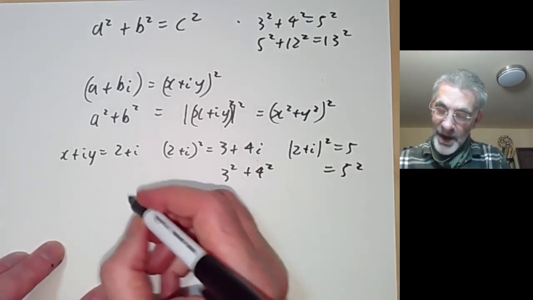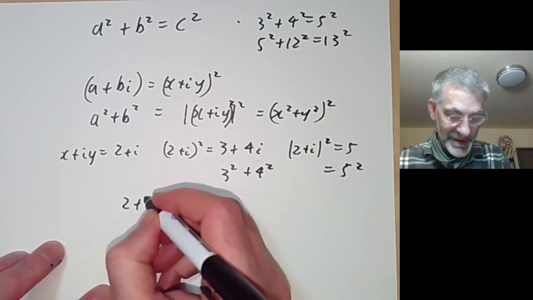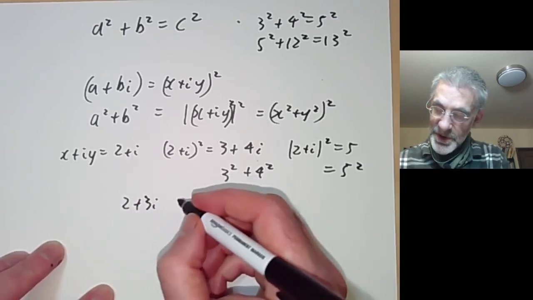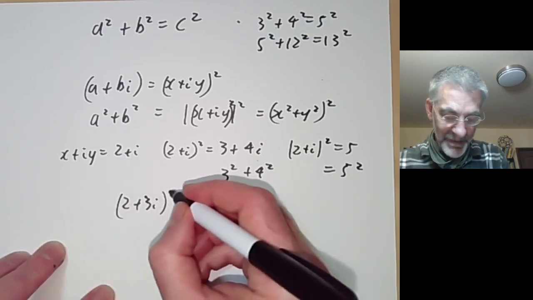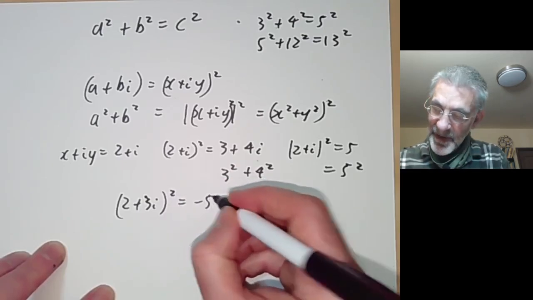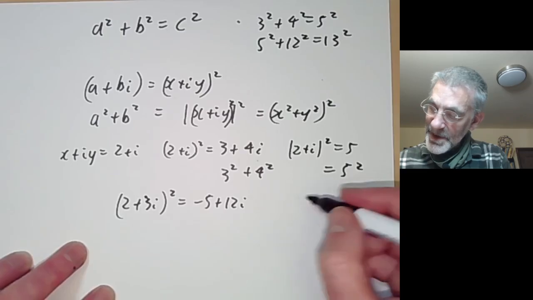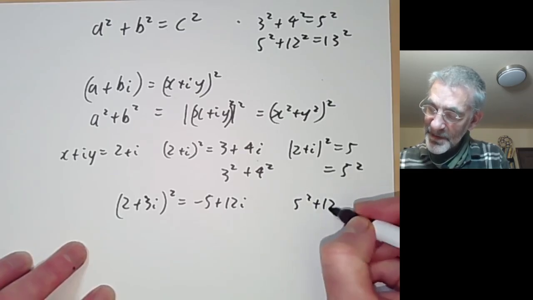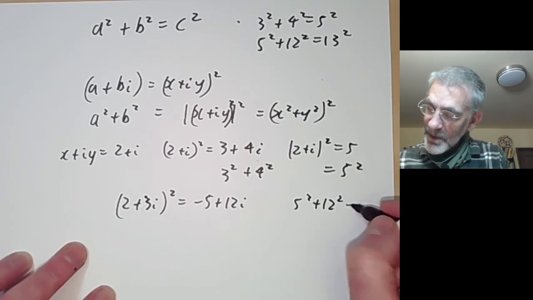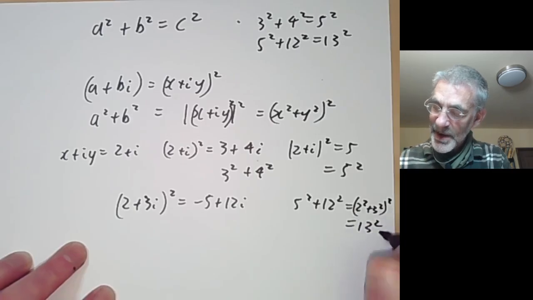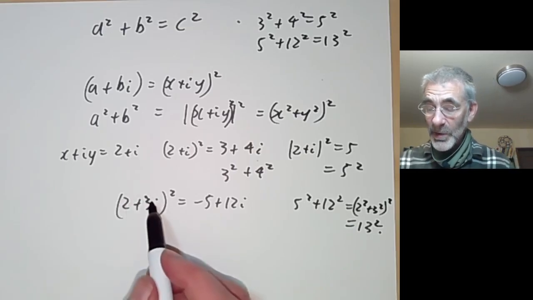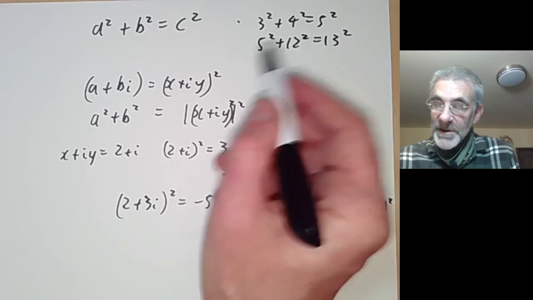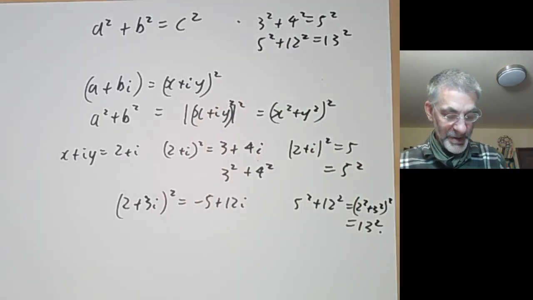If we try 2 plus 3i, the square of this is equal to minus 5 plus 12i, and we see that 5 squared plus 12 squared is equal to 2 squared plus 3 squared, squared, which is equal to 13 squared. So you can just choose more or less any random complex number with integer coordinates and square it, and that will give you a solution of Pythagoras' equation.